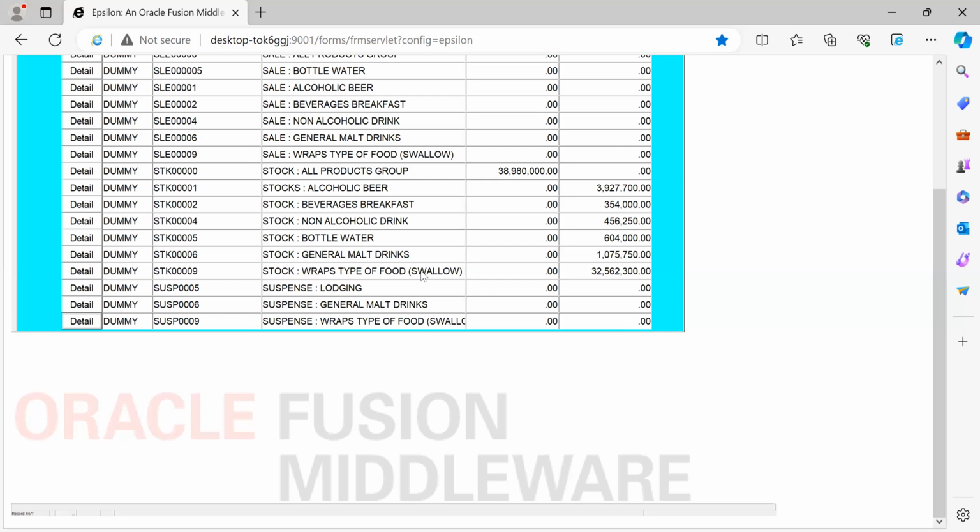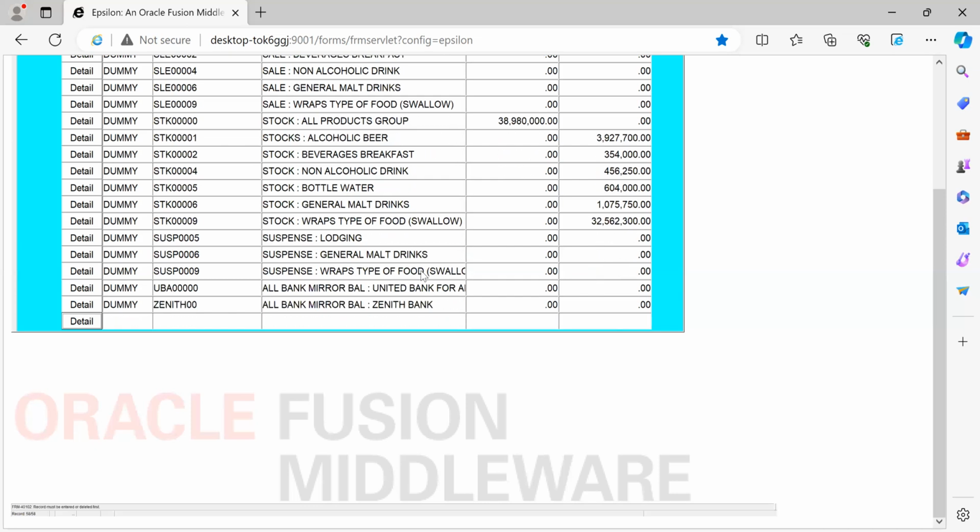Now, other things we have there are suspense, lodging suspense, wraps, all bank, mirror accounts, all bank. So all these other ones have not recorded anything so far. The suspense is just to assist us in our accounting. If for any reason you fail to define an account somewhere, and the system needs to post into that account, instead of the system failing, the suspense account will take that amount so that you can reconcile it later. So that's what suspense is meant for.